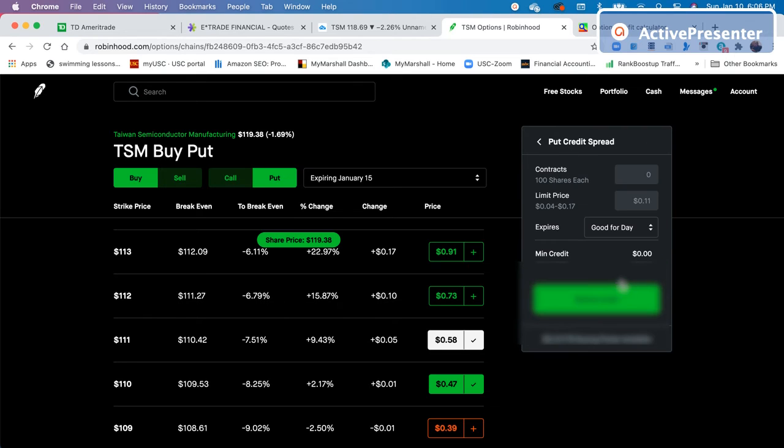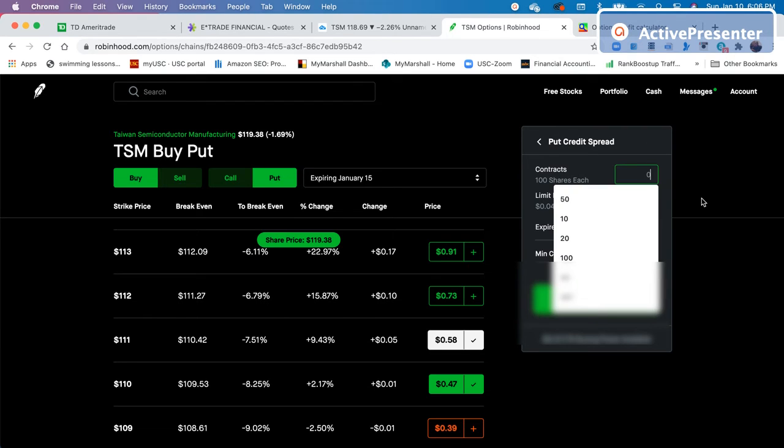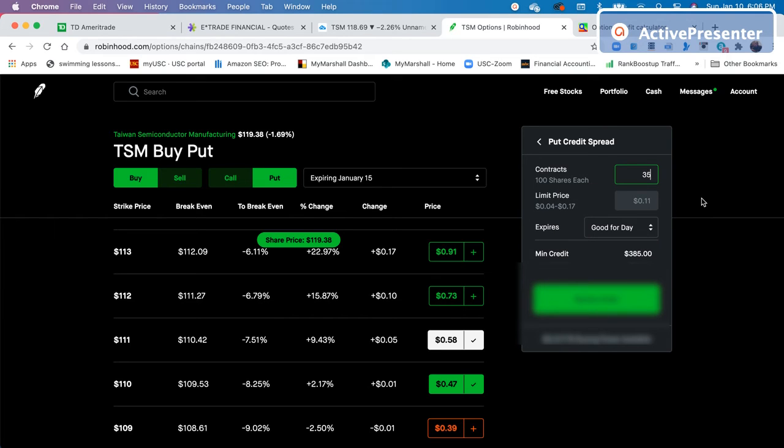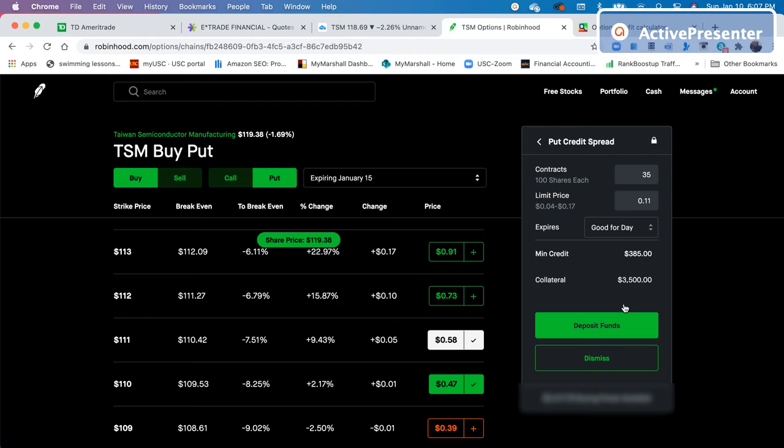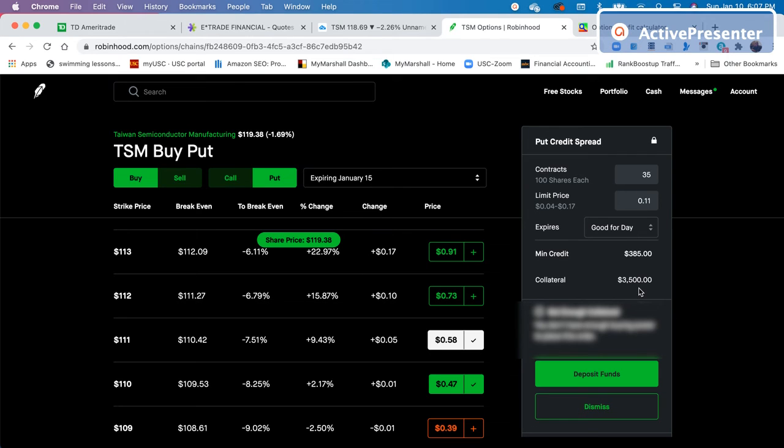So I'm going to continue, and I'm probably going to buy, let's just say 35 of those, and that's about the same thing. So this is basically saying that if TSM doesn't go below 110 by Friday, you get $385, and you get your collateral back, which in this case should be about the same, but let's just double it. So about $3,500 is going to be your collateral in this particular case. The other one that I did, which was a lower strike, the collateral is going to be $2,500, but you're still going to get about $385 too. So that's why I chose that one.